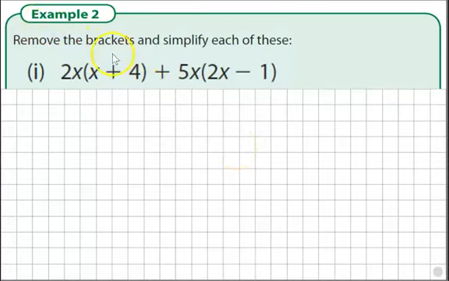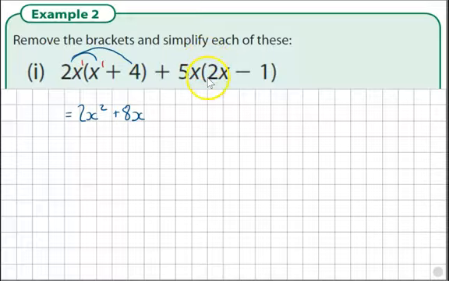Example 2. Remove the brackets and simplify each of these. So those x's are really to the power of 1. So 2x by x is 2x squared, because 1 plus 1 makes 2. And then 2x multiplied by 4 is plus 8x.